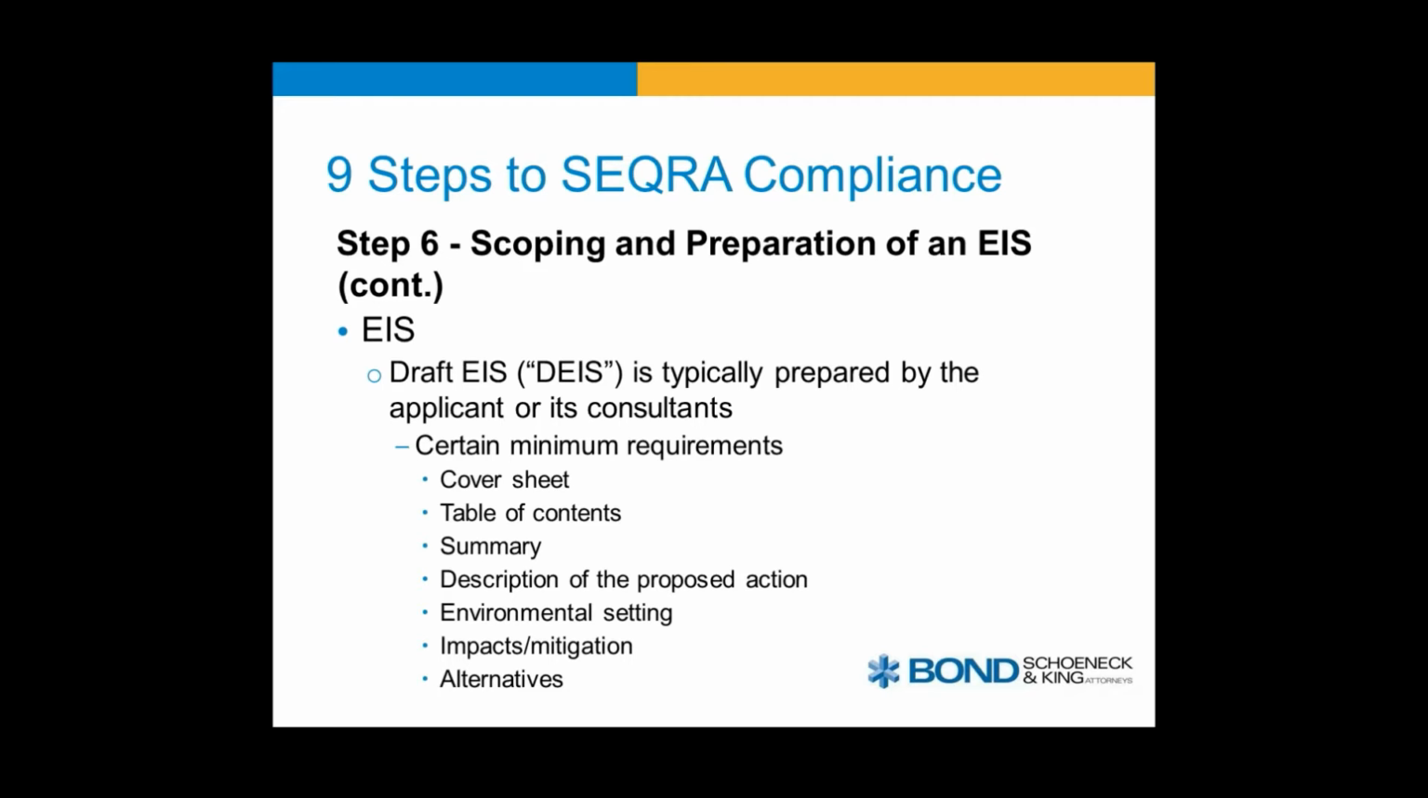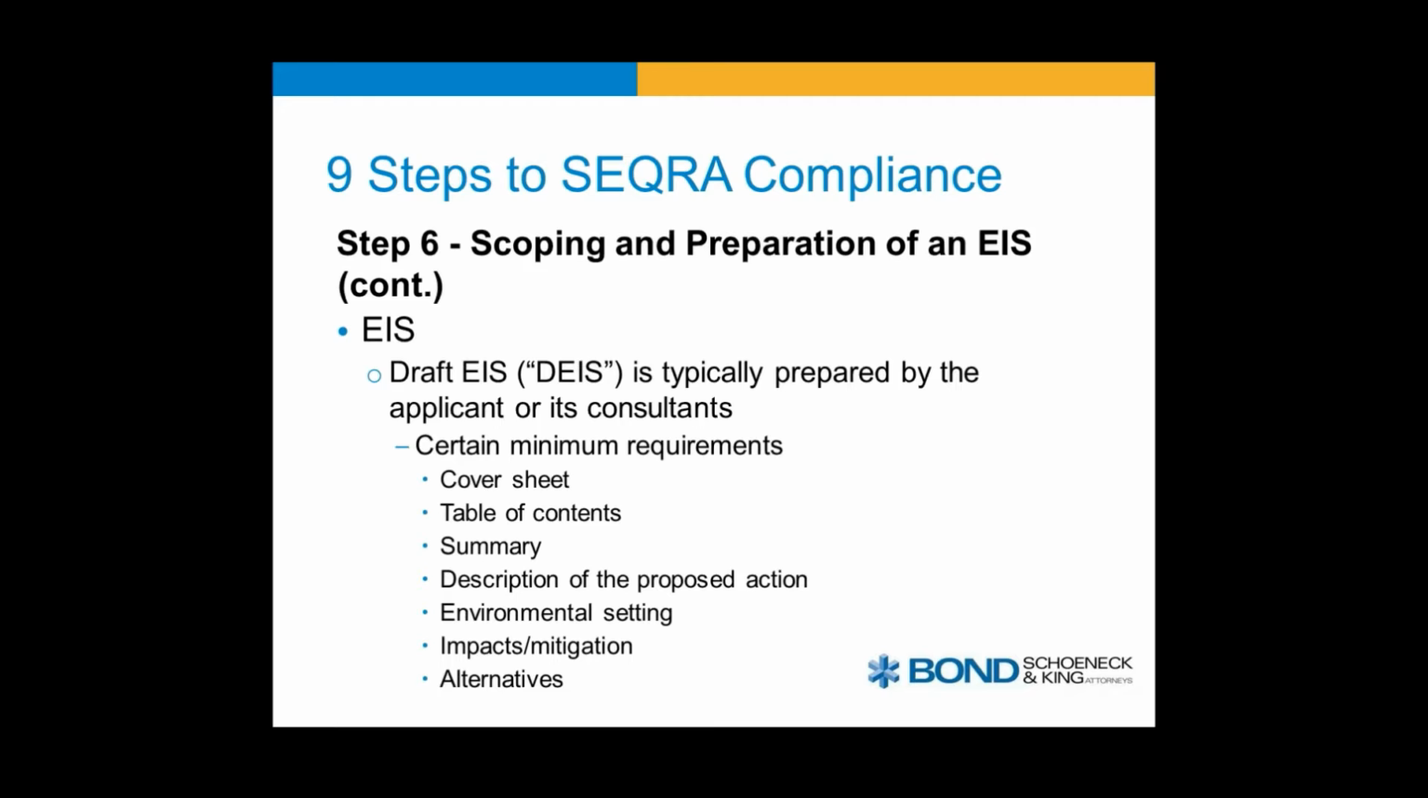Preparation of a draft environmental impact statement. The fundamental purpose of the EIS is to analyze the full range of potential significant adverse environmental impacts of the proposed action and identify alternatives or mitigation measures to avoid or minimize those impacts. The EIS can be prepared by the project sponsor, the applicant, or the lead agency. Typically it is prepared by the project sponsor or the applicant. Typically, the applicant or the project sponsor retains a consultant to help prepare the EIS.